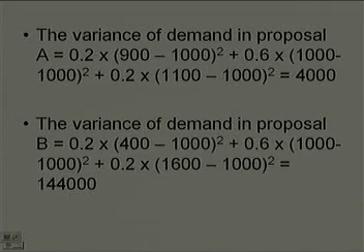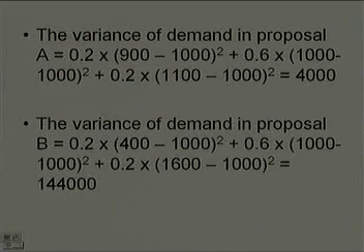Now if you try to see proposal B, you will find the variance in it is coming to be quite large, 144,000. Now this particular thing will help you in coming to a judgment. You find that in proposal A we have a variance of 4000, whereas in proposal B you have a variance of 144,000.